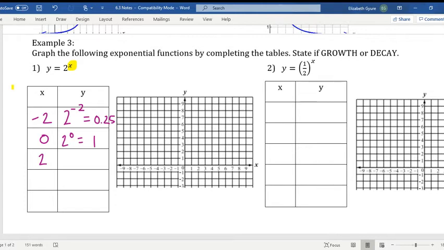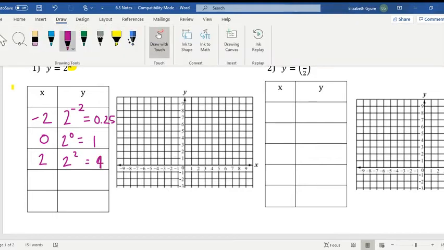And then you're going to plug in 2. Now, some of these you might be able to do without your calculator. For example, what's 2 squared? 4. So like that one, if you want to plug it into your calculator, you can, but it's just 2 squared, which is 2 times 2.